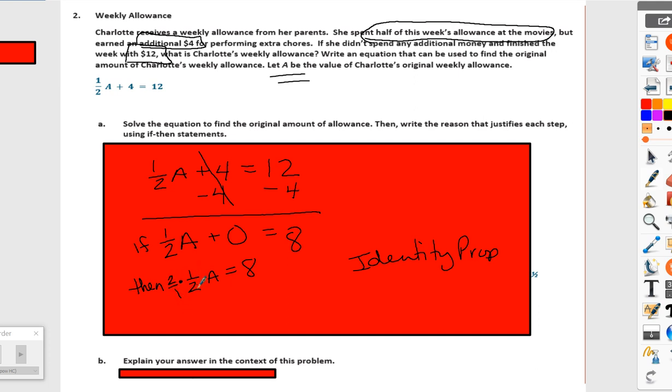So if we were going to do that, notice all of these cancel, just leaves us ones everywhere, which is just an A. If we multiply this left side by 2/1, we have to multiply the right side by 2/1. And when we do that, 8 times 2 is 16. So the original allowance is $16.